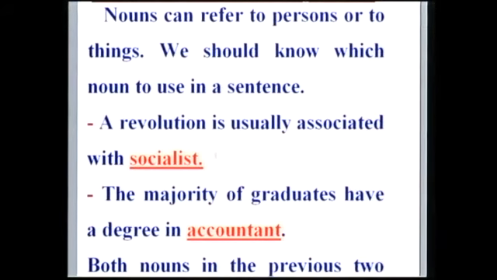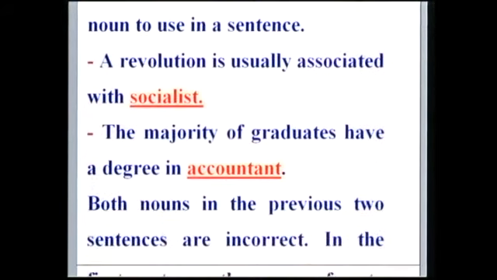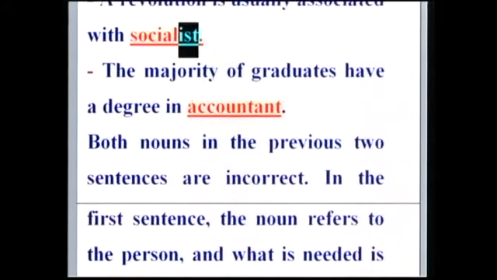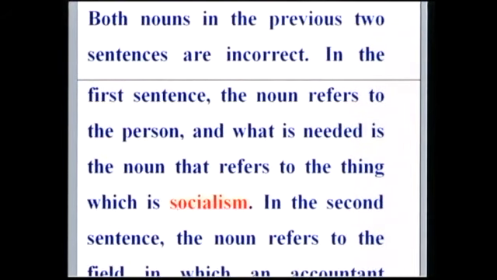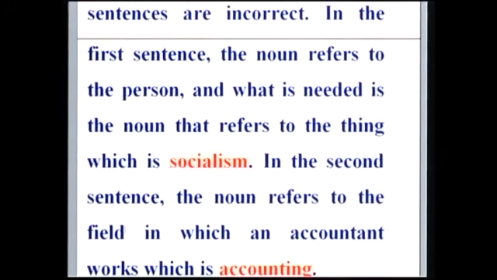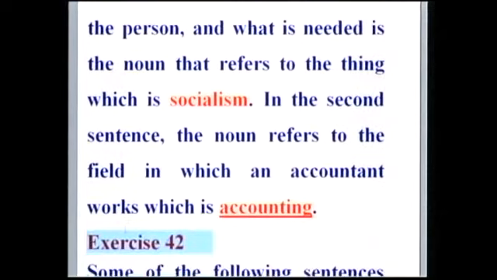طيب the majority of graduates have a degree in accountant. برضو دي النهاية بتاعة البني آدم مش الحاجة، زي دي كده برضو. Both nouns in the previous two sentences are incorrect. In the first sentence, the noun refers to the person, and what is needed is the noun that refers to the thing, which is socialism. In the second sentence, the noun refers to the field in which an accountant works, which is accounting.